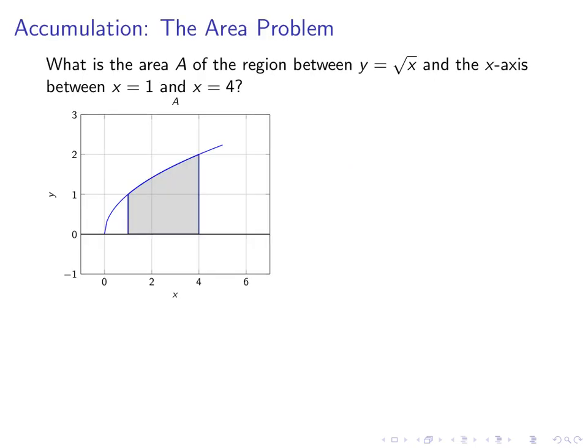So this is the standard integration problem that we often start with, which is finding the area between a curve and the x-axis. I have a region that's shown here in gray, the region below the curve y equals square root of x and the x-axis, between x equals 1 and x equals 4. So I guess x equals 1 is here.